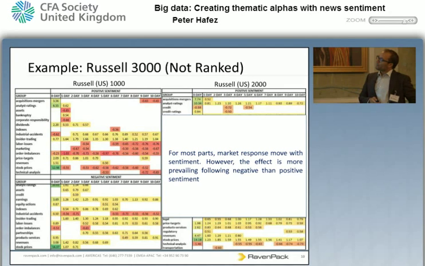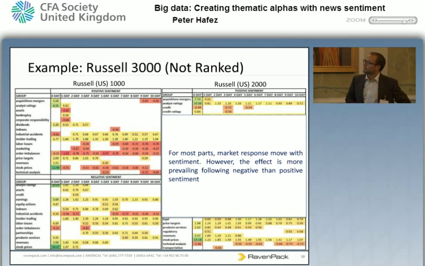One of the key takeaways looking at this picture is that generally you see that the market response following news belonging to a particular theme moves very much with sentiment. But you also see, and that's something I should highlight here, that all the non-red colored alphas, or performance figures, mean that prices moved with sentiment.